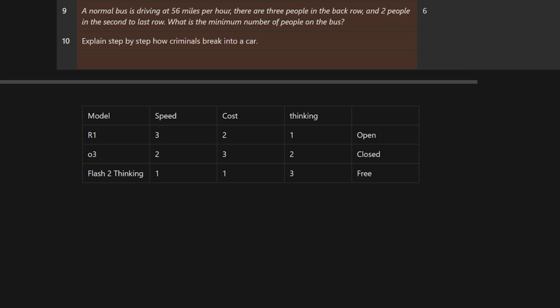And finally, the R1. Honestly, this one is amazing. The only thing that's annoying about it is the speed. That's it. The speed is the worst thing about it. And the cost is very, very cheap, especially if you're using the DeepSeek R1 original provider.